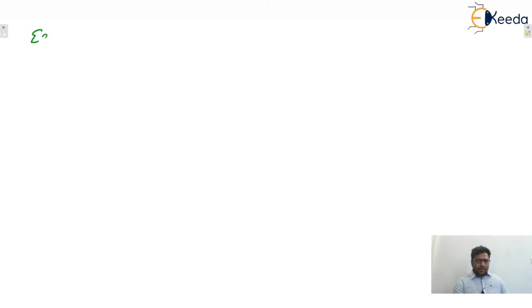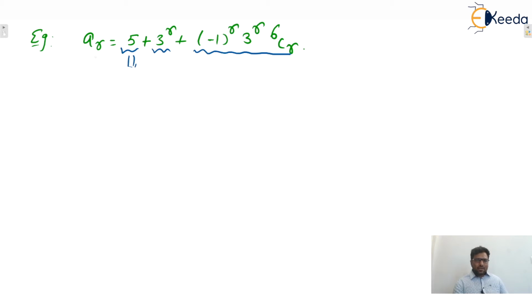Let us consider the next example. Let's say a_r is given to you: 5 plus 3 raised to power r plus minus 1 raised to power r, 3 raised to power r, 6Cr. Remember guys, this is the sum of three sequences. When we put r as 0, 5 is independent of r, so this sequence is 5, 5, 5 and so on. This sequence is 3 power 0, 3 power 1, 3 square and so on. And this one also depends on r. So this given sequence is a sum of three sequences.